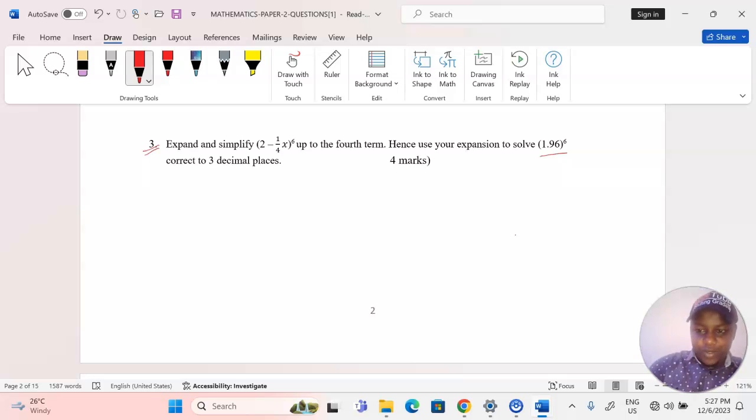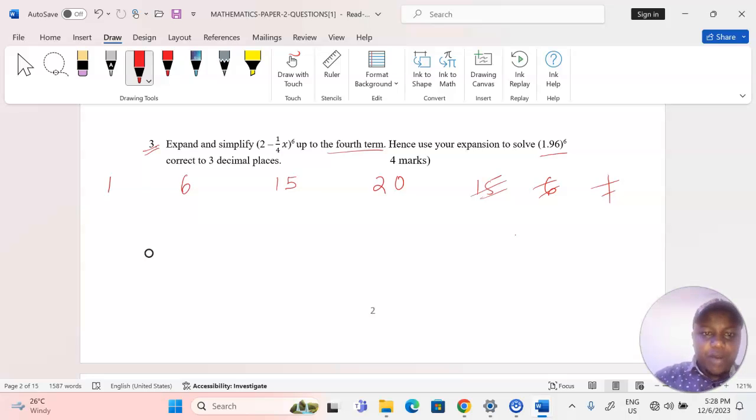Therefore, for us to pursue this question, we are first of all going to list the binomial coefficients of power 6, which are 1, 6, 15, and 20. After that, we have 15 again, we have 6, and we have 1. Because we've been told to expand up to the fourth term, we can just adhere to the first, second, third, and fourth terms, then we ignore the others. Even if we can continue with the expansion, the examiner is just interested in the first 4 terms.